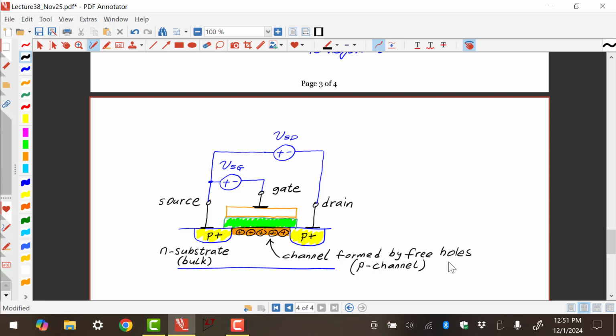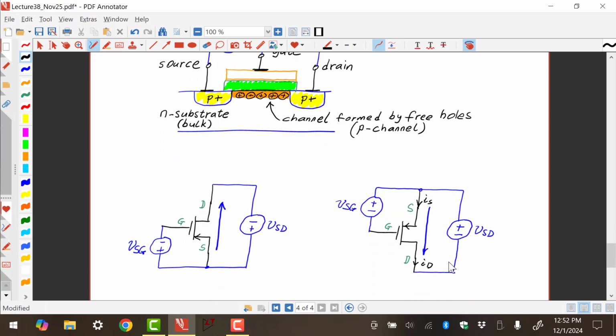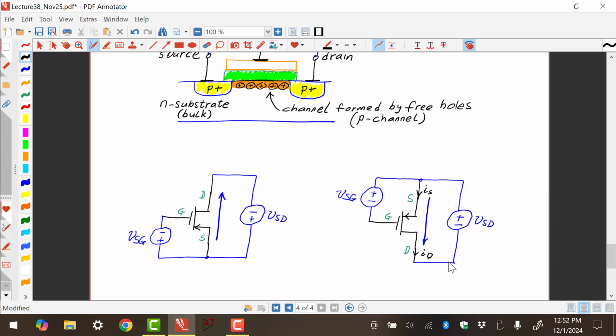Again, if you want to take a look at how the voltage polarities typically are, which terminal is more positive than which, this is pretty much what you look at. But when you do circuit analysis, this is not what we draw. We draw the simplified schematic diagram. On the left, you see that we've applied a VSG. The source has to be more positive than the gate, or the gate has to be more negative than the source. Same thing. So we have that kind of a voltage source. And then VSD is applied source to drain, because the source has to be more positive than the drain.